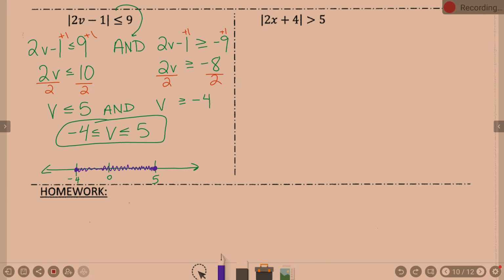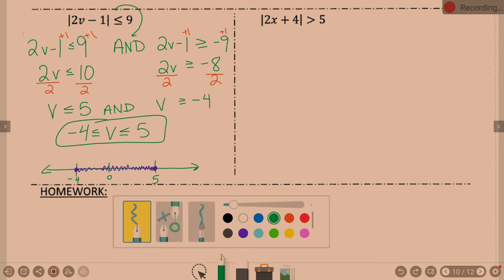Okay. One last one. This one's weird, right? No, not really. Absolute value of 2x plus 4 greater than 5. What's the first part I write? 2x plus 4 greater than 5. So we keep it as is, right?